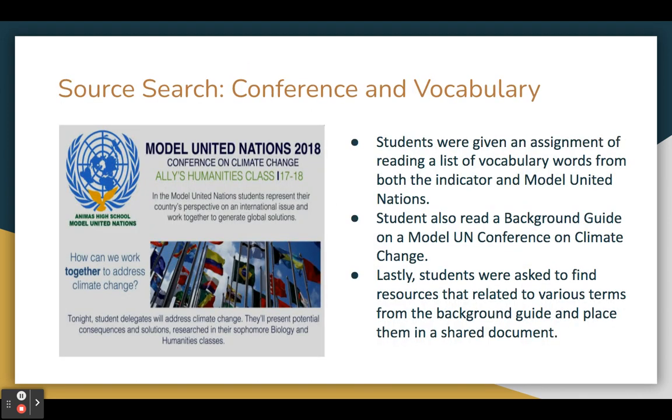Students were given an assignment of reading a list of vocabulary words from both the indicator and Model United Nations. Students also read a background guide on a Model UN conference on climate change, which we will be working with throughout the Unit 4 work. And lastly, students were asked to find resources that related to various terms from the background guide and place them in a shared document.